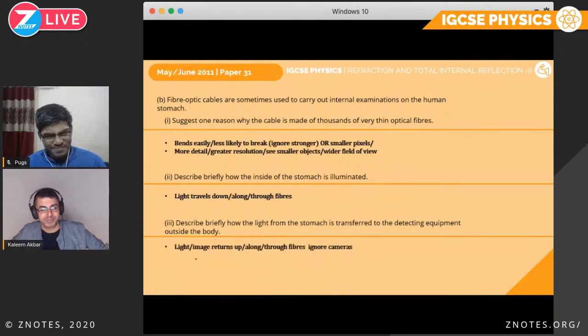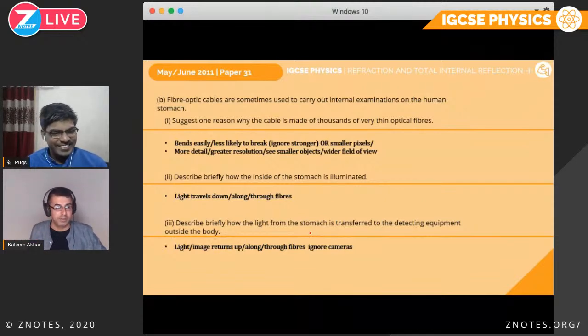It's all good. So describe briefly how the light from the stomach is transferred to the detecting equipment. Light comes back up. It's the same idea as a torch, guys. How do you see things? Light comes into your eye.